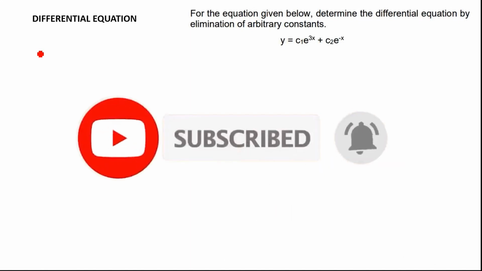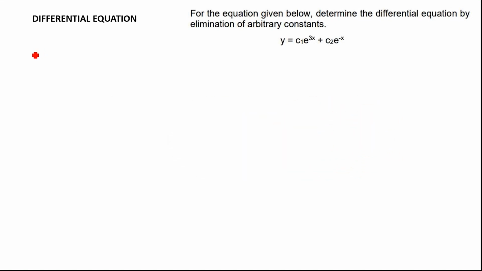Let's start with this differential equation. The topic is removing of arbitrary constants. For the equation given below, determine the differential equation by elimination of arbitrary constants. The equation is y is equal to c1 e raised to 3x plus c2 e raised to negative x. By the way, what is the arbitrary constant here? This c1 and then this c2. They are the arbitrary constants. Okay?